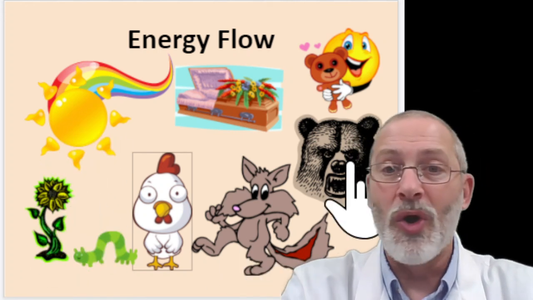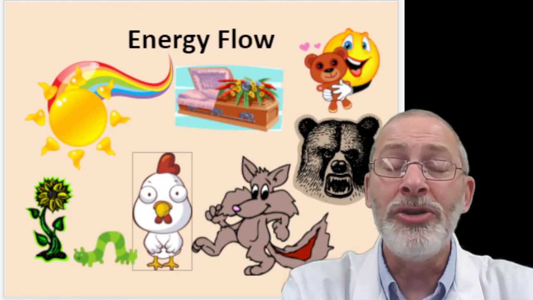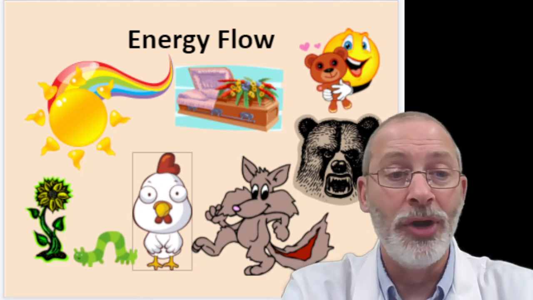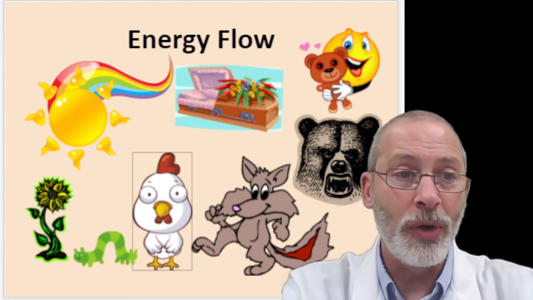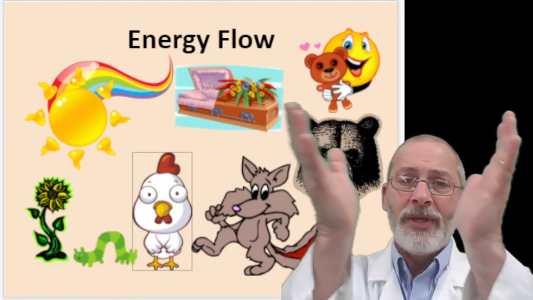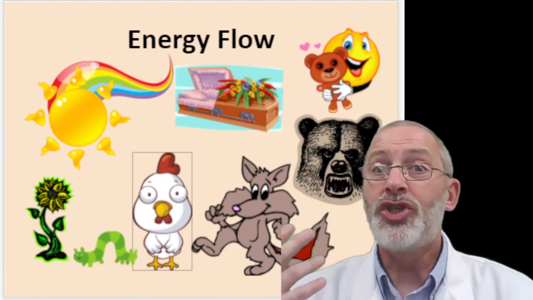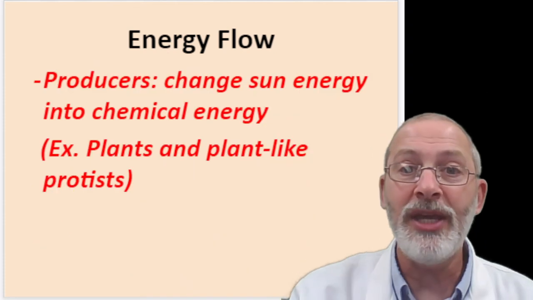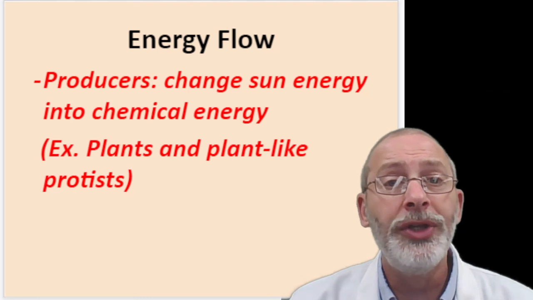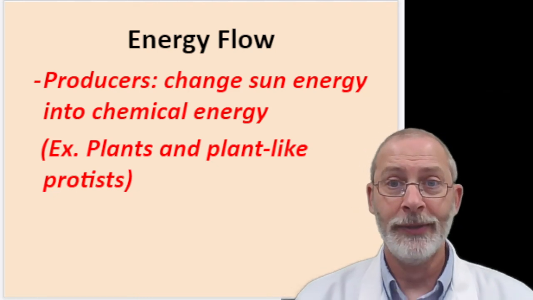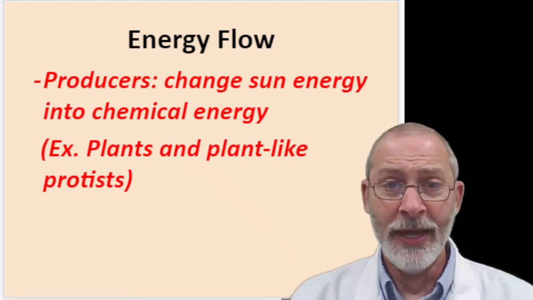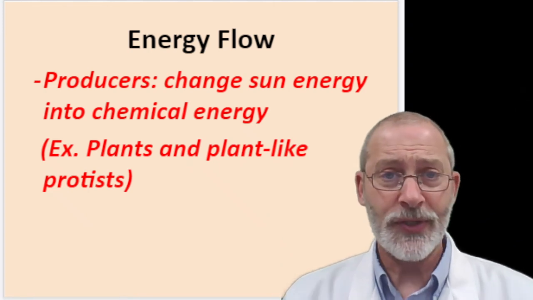In order for this all to work, energy has to get from one organism to another organism. And so we're going to expand upon this energy flow, taking it from the pictures to actual words. So let's begin with a group of organisms called producers. Producers, which include plants and plant-like protists.